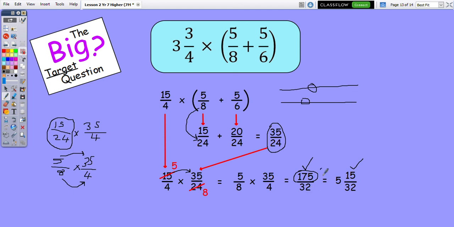And then I rewrote it as a mixed number. 32 goes into 175 five times, remainder 15, so 5 15/32. Job done. Next lesson, we'll look at dividing fractions.